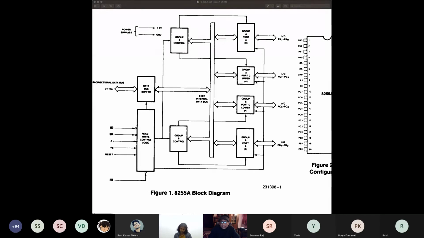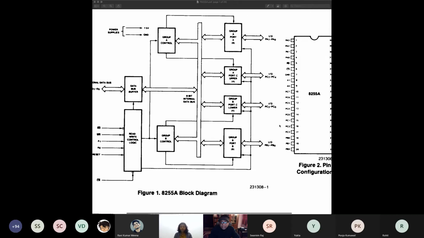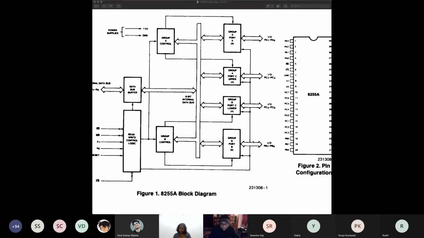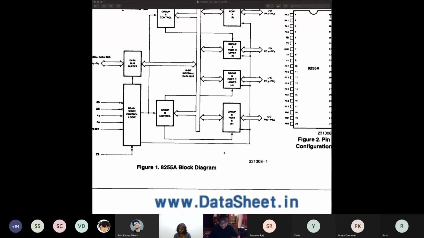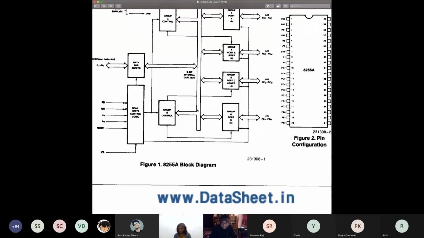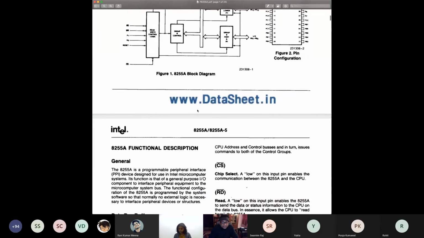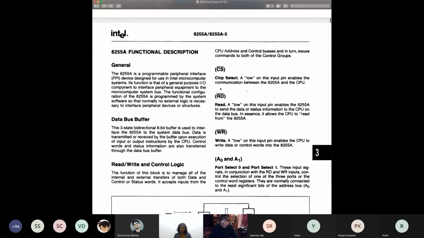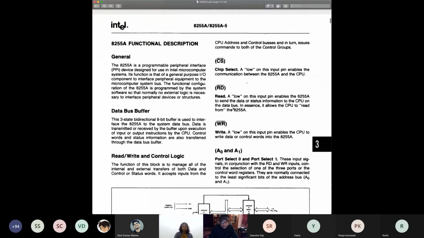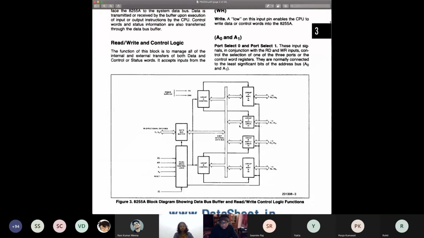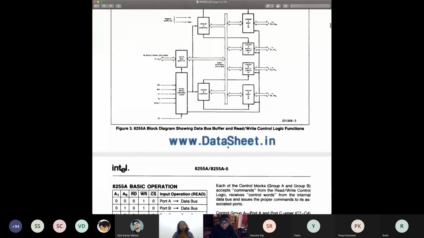You can see this can be used in groups also. Group A is part of port A and part of port C, and group B is part of port B and port C. You can use them as 12-bit ports also, because sometimes the AD converter is 8 bits, 10 bits or 12 bits. So therefore you can use them as 12-bit registers. This is a 40-pin chip. These are some of the things I already told you: chip select, read, write, and these are the groups which I have told you earlier.